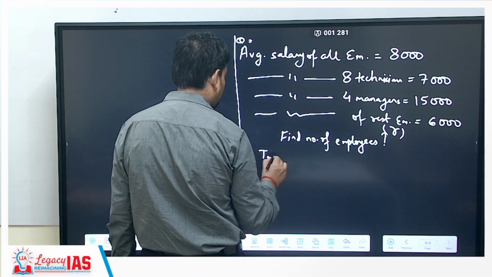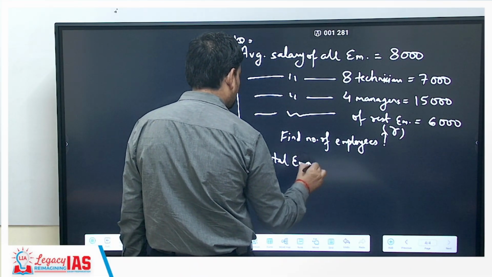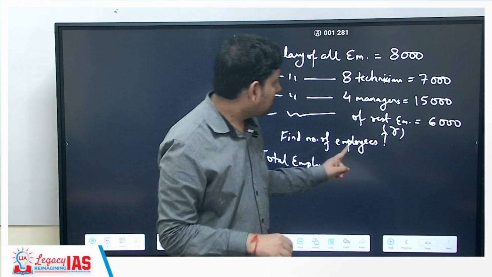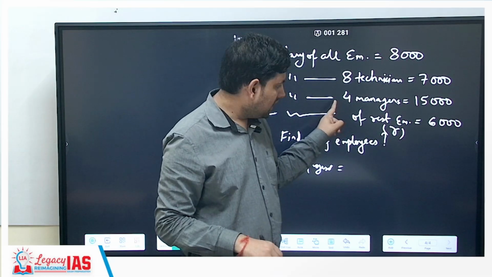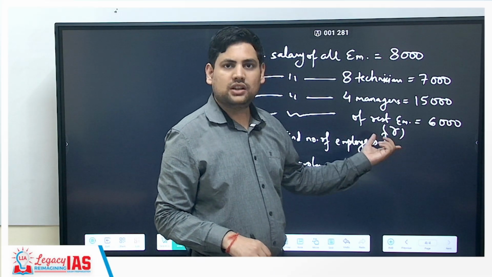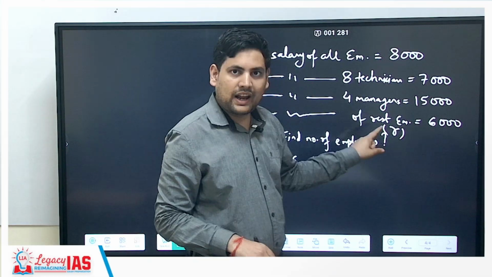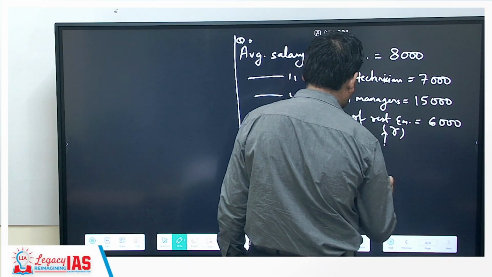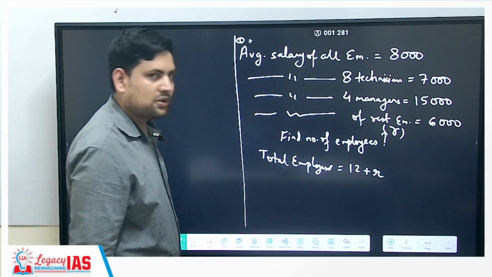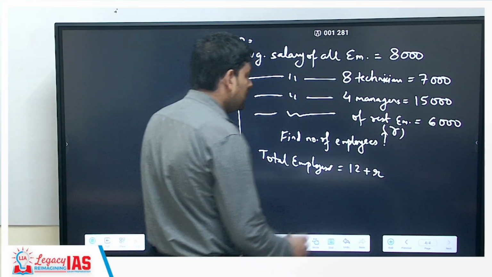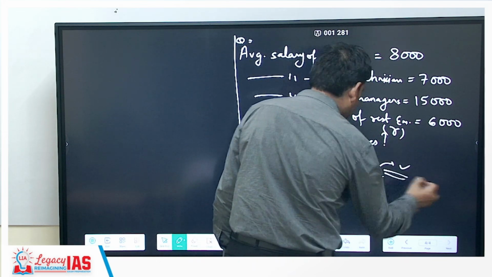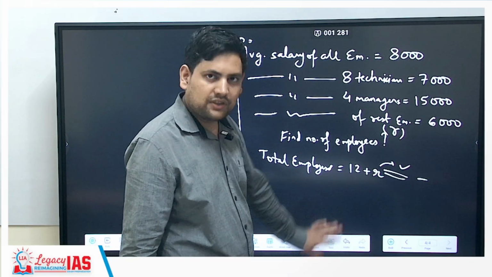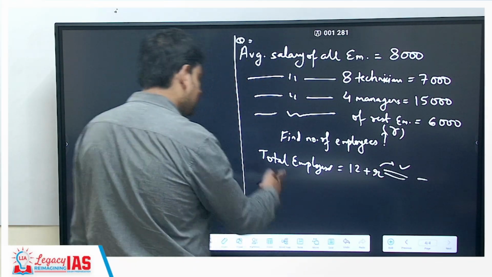Then total employees becomes what? Total employees is equal to 8 plus 4, that is 12, plus R, correct? These and the rest of the employees make total employees. So total employees is 12 plus R. Now, if I just find the value of R, then I am done with everything. Only R I have to find. Otherwise, everything is taken care of. This is what we want.